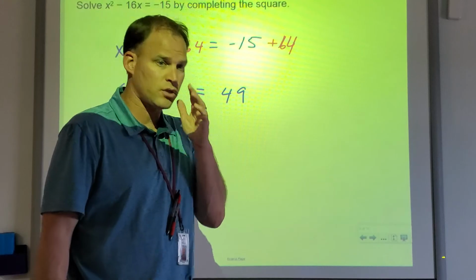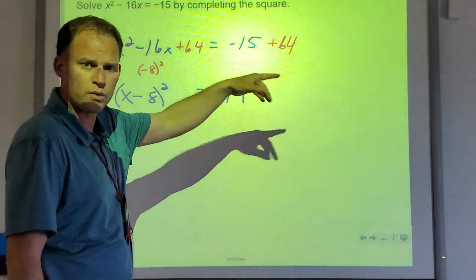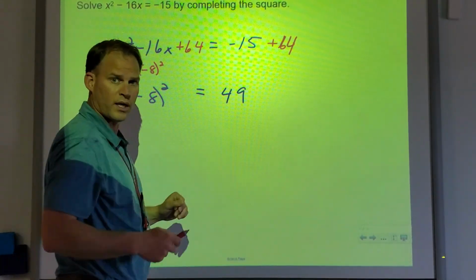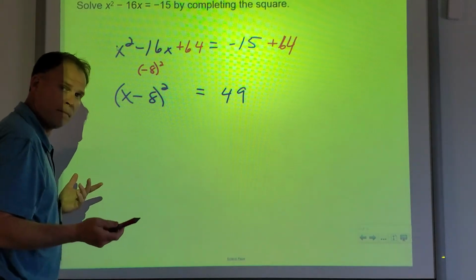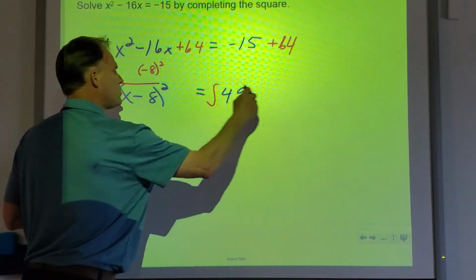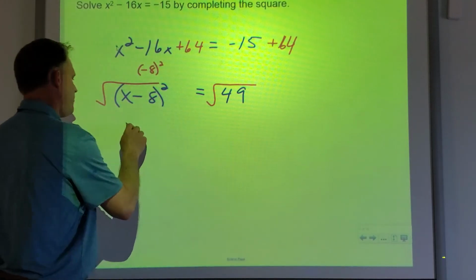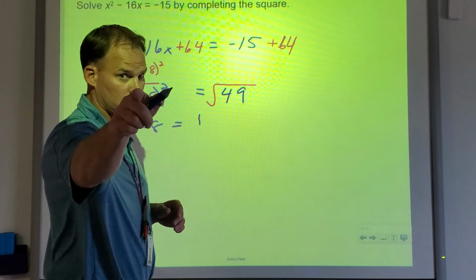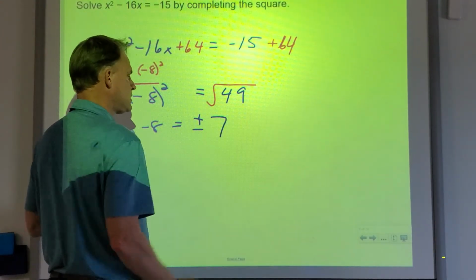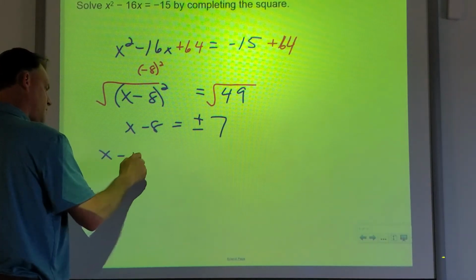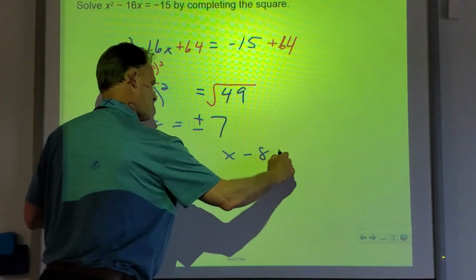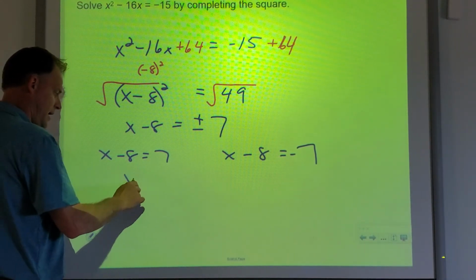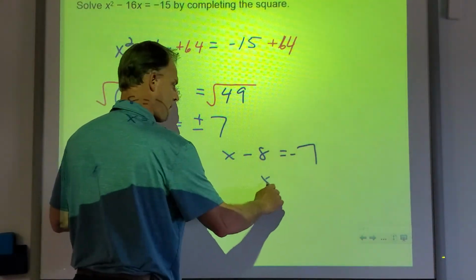Remember at the beginning of class yesterday, or the day before yesterday in the notes, we talked about how we can solve an equation like this. I've got a parentheses squared equals 49. Solve the equation. What's the next step? Square root both sides. So now I have x minus 8 equals, what does it equal? Don't forget, plus minus 7. Write your two equations. Set it equal to the 7 and the negative 7. Solve, add 8, add 8.